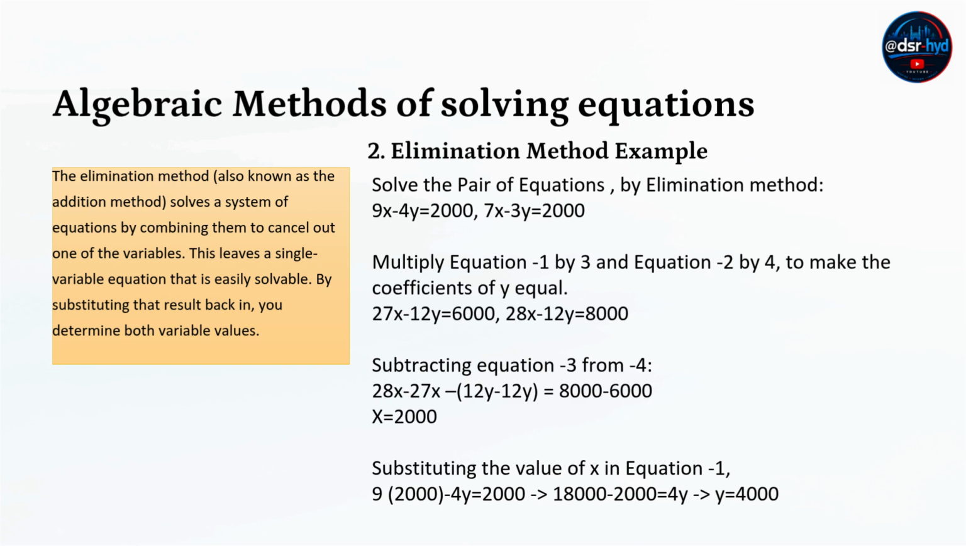Example using elimination. Now let's solve another example using the elimination method. The equations are 9x minus 4y equals 2000 and 7x minus 3y equals 2000. Multiply the first equation by 3. Multiply the second equation by 4. Now both equations have the same coefficient for y. Subtract one equation from the other. The y terms cancel. This leaves x equals 2000. Now substitute x into the original equation. After simplification, we obtain y equals 4000. Therefore, the solution is x equals 2000 and y equals 4000.